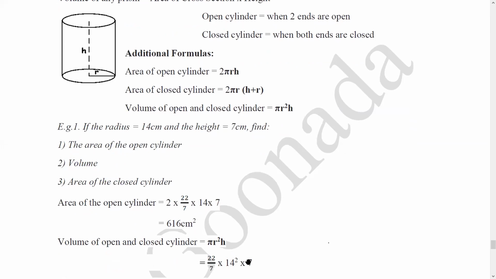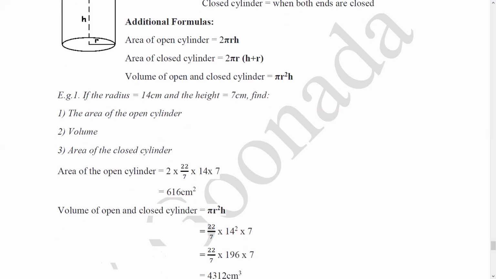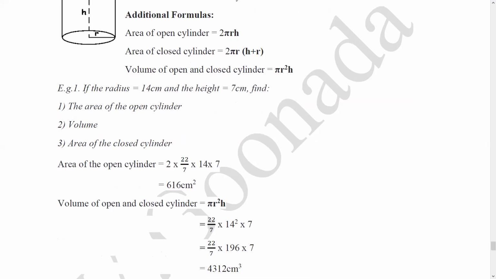So let's see. 22 over 7 by 14 squared, which is r squared, by the height, which is 7. 22 over 7 multiplied by, well, the square of 14 is 196, by 7. And the answer is 4312 centimeters cubed. So correct, Regan. Next answer, I would like to get it from Vikash Prasad.